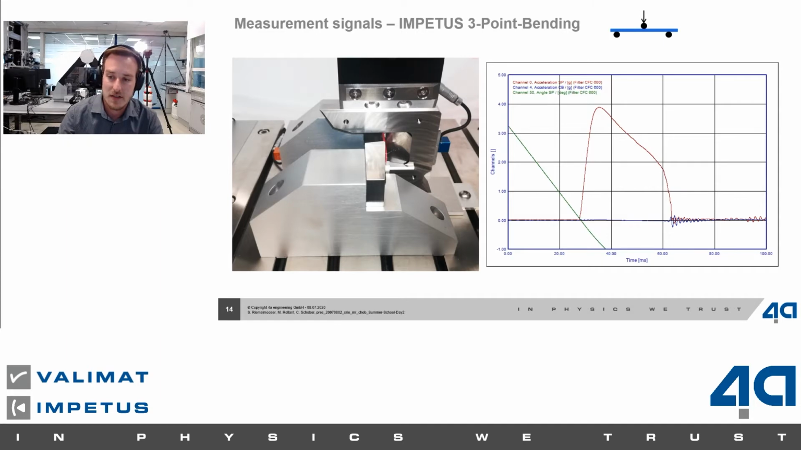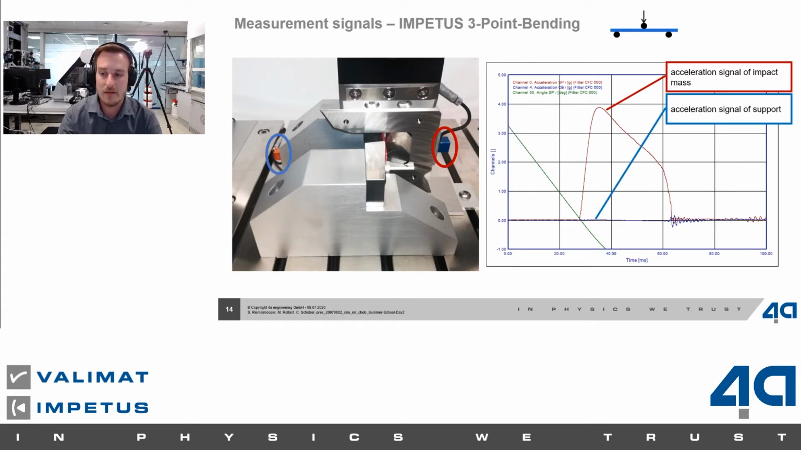Here you can see a short slide of the result that we are getting from our measurement. We see the red line. This is always the acceleration of the pendulum head. We have the blue line, which is nearly zero. This is the result of the counterbearing system. And we have a green line. This is the angle sensor.